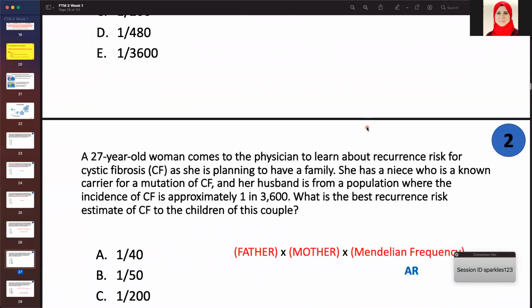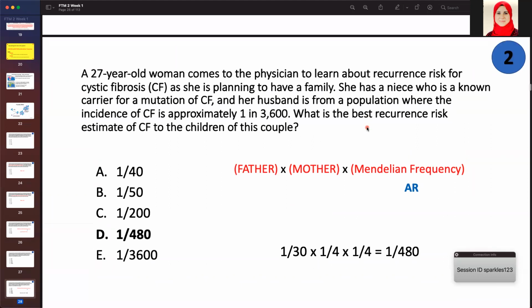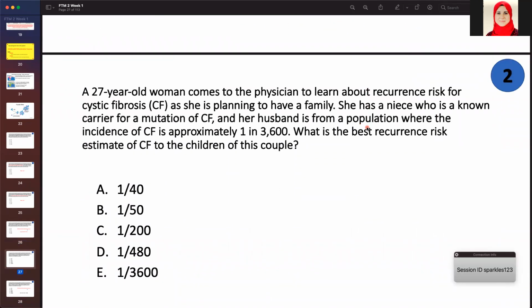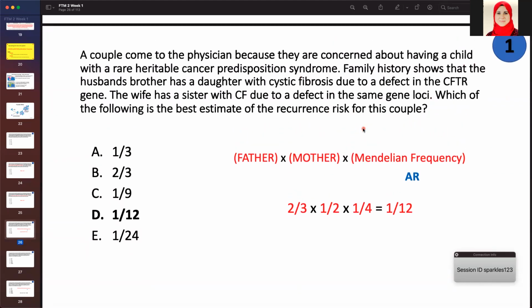I have a quick question. On the question, when it says she has a niece who is a carrier, do we get 1/4 because she is a carrier? She gets 1/2 risk from the dad and 1/2 risk from the mom. Then we multiply them and get 1/4.